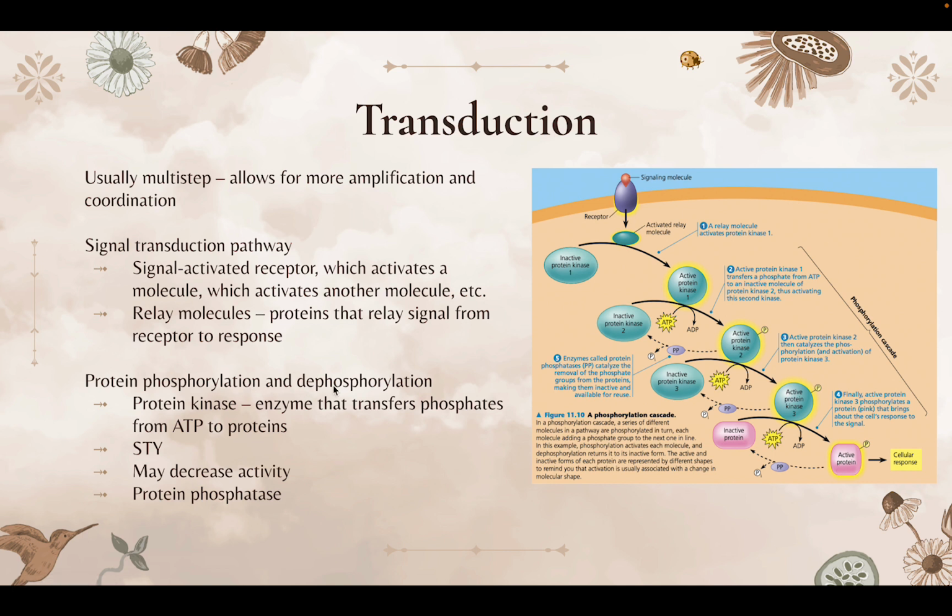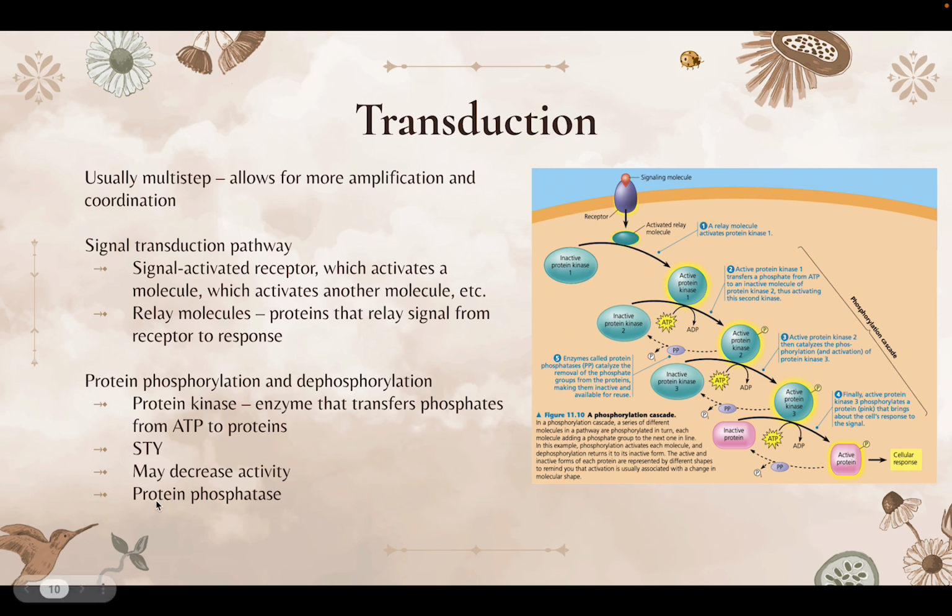So yeah, the big mechanism we're activating and deactivating by is going to be protein phosphorylation and dephosphorylation. A protein kinase, like we mentioned, is an enzyme that transfers phosphates from ATP to proteins, and we're mostly going to see them interact with serine, threonine, and tyrosine, the amino acids, because those are the ones most commonly phosphorylated. It's important to note that phosphorylating a protein may decrease activity, though we typically think about phosphorylation as activation, right? But generally, that's how we're going to be activating our protein kinases.